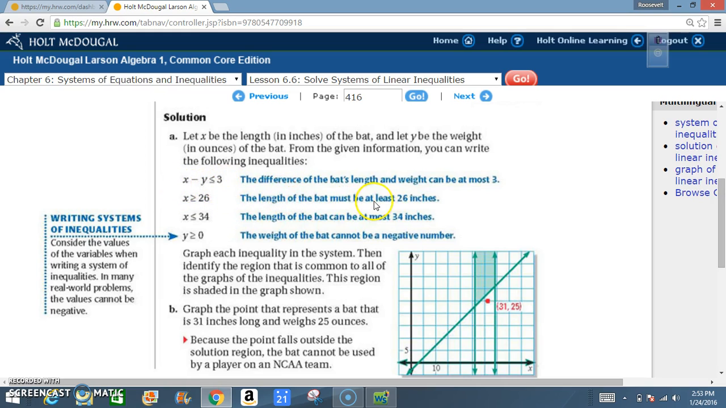The length of the bat must be at least 26 inches. x is greater than or equal to 26. The length of the bat can be at most 34 inches. x is less than or equal to 34. The weight of the bat cannot be a negative number. y is greater than 0.